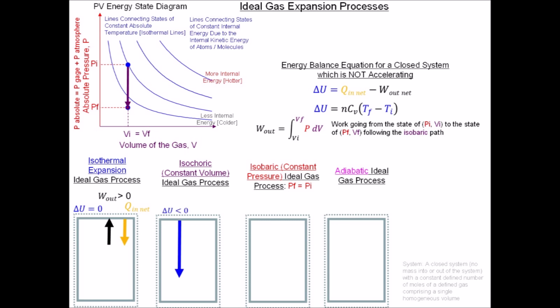Therefore, the internal kinetic thermal energy at the final state is less than the initial state, so delta U is less than 0. And therefore, I'm drawing the blue arrow as dropping. The internal thermal kinetic energy drops for this isochoric process when the pressure drops.